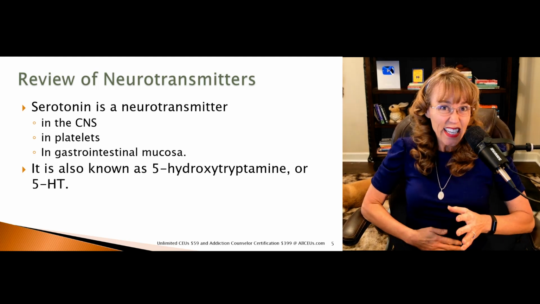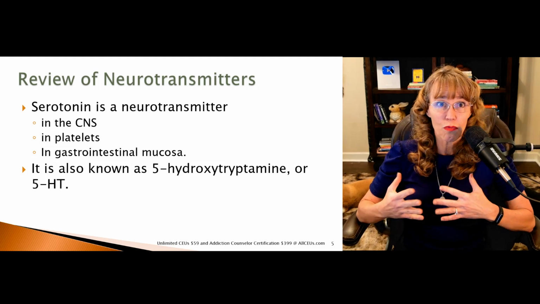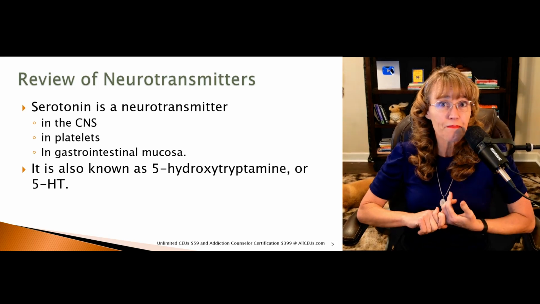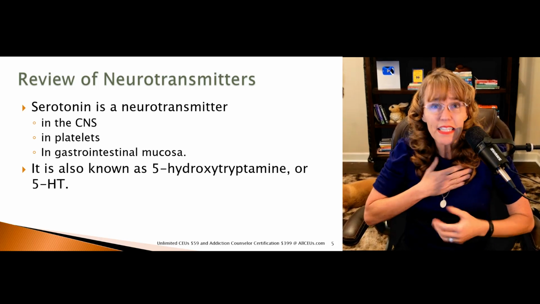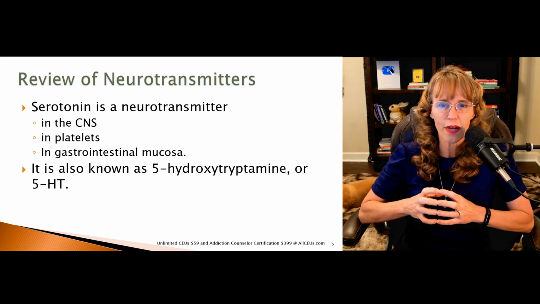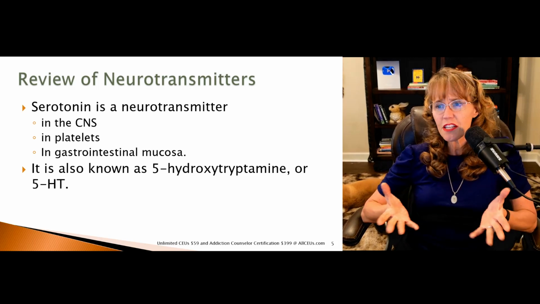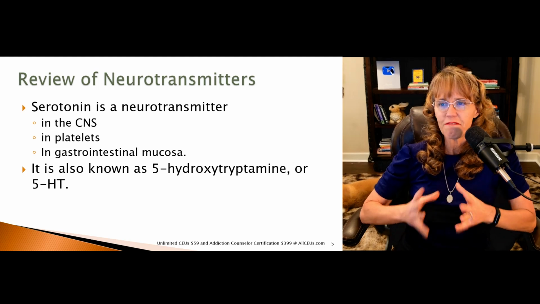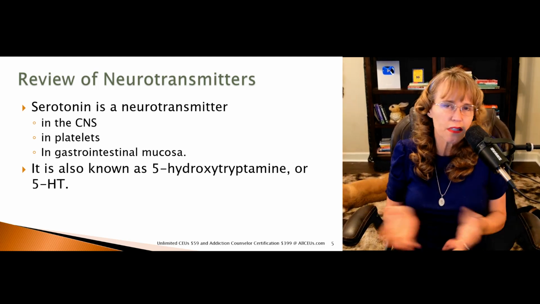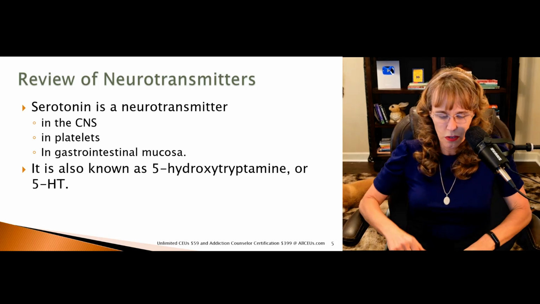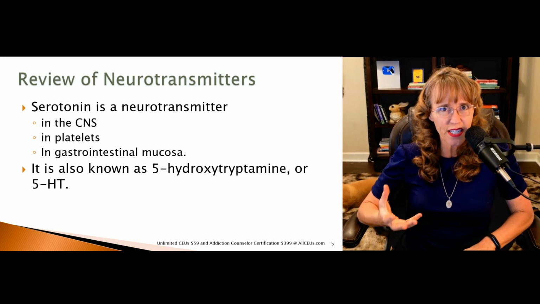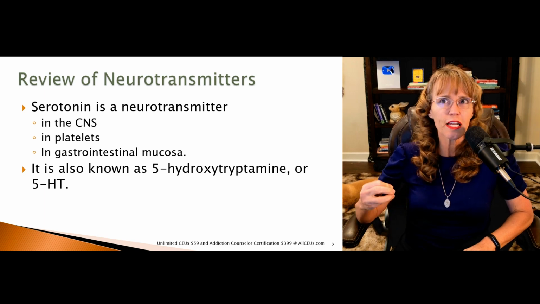It's in our gut. It's in our brain. It helps regulate our platelets. It helps regulate our heart rate. Serotonin is really a very interesting neurochemical. It's also known as 5-hydroxytryptamine or 5-HT. You don't need to know that for the quiz. I just thought it was kind of a cool little fact. So when somebody's talking about 5-HT, you know that they're talking about serotonin.